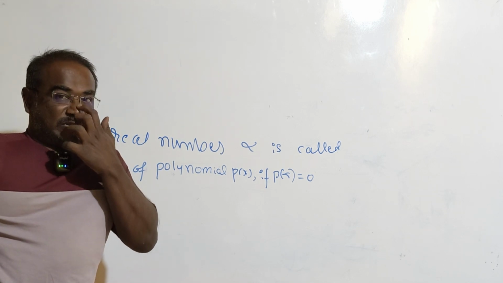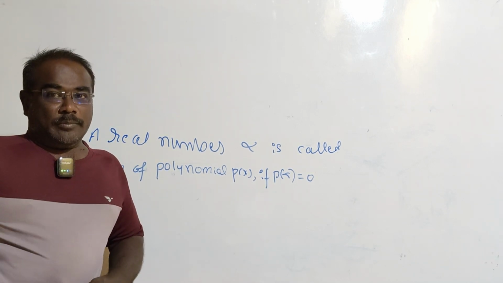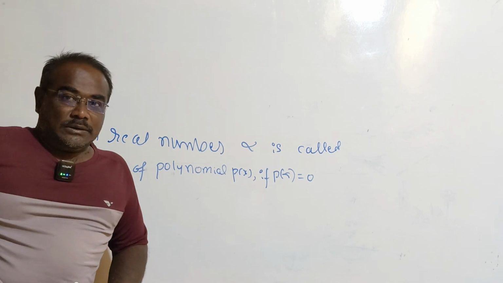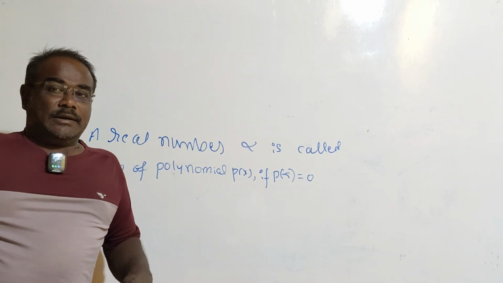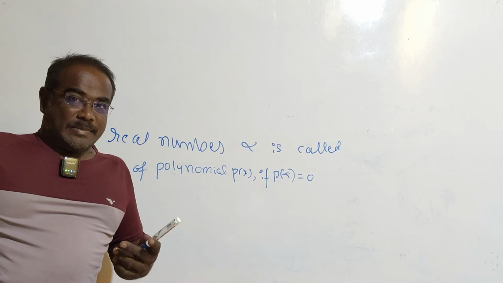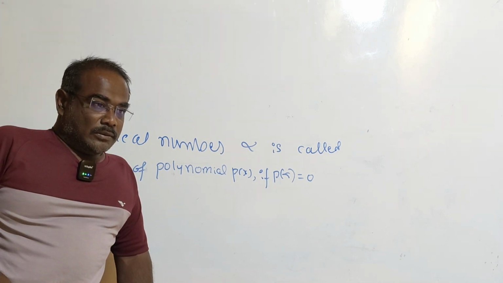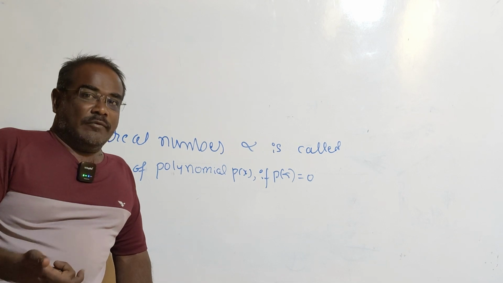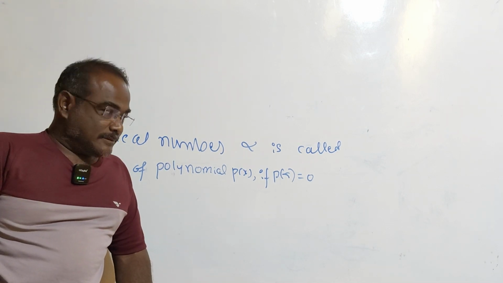In the last class, we studied polynomials: the types of polynomials, the classification of polynomials on the basis of degree and on the basis of terms. And we studied the conditions to say the given expression is a polynomial.